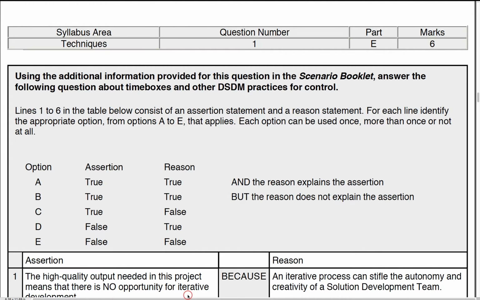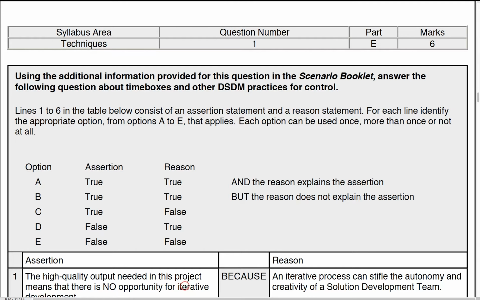And here we welcome to techniques question number 1, part E with 6 marks. This is an assertion reason style question where we need to look at the statements, decide from the assertion point of view, from the information we're given, and the top box we'll look at in a minute, whether they're true or false, and the reason side of the statements about the DSTM Agile project management application, whether they're true or false.